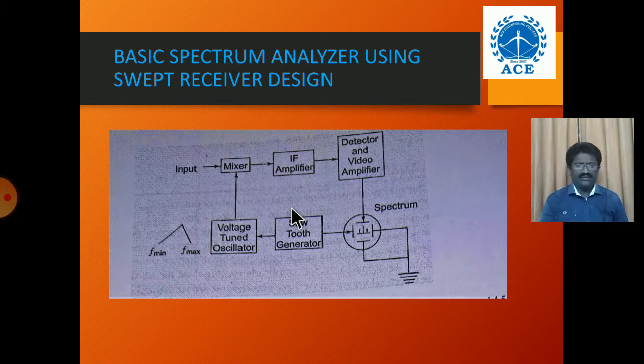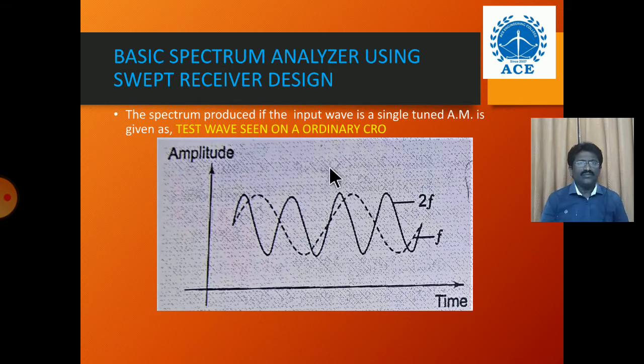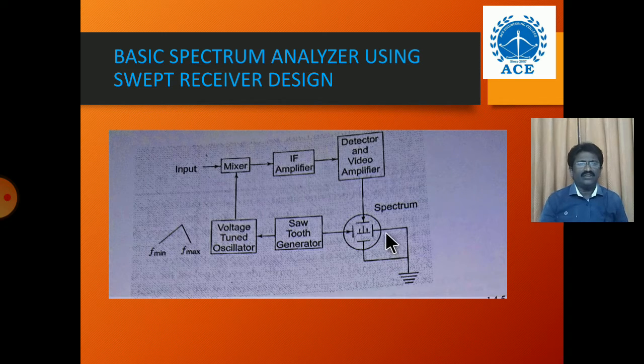So here the spectrum produced, if the input wave is single tuned, AM is given as test wave seen on an ordinary CRO. So you can observe our signals are like this. So actually we have to see the output in the spectrum analyzer.